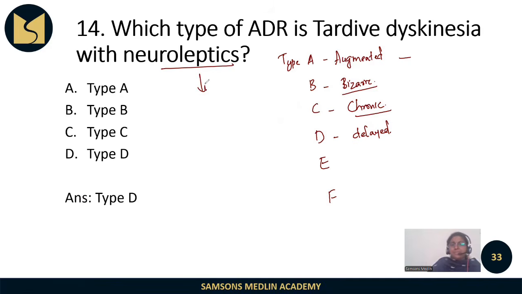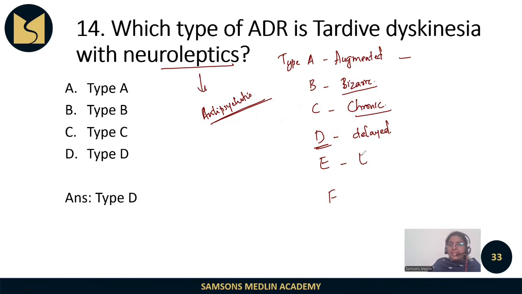These are antipsychotics. So tardive dyskinesia is one of the extrapyramidal symptoms caused by the first generation antipsychotics, and this is actually an example for type D ADR.